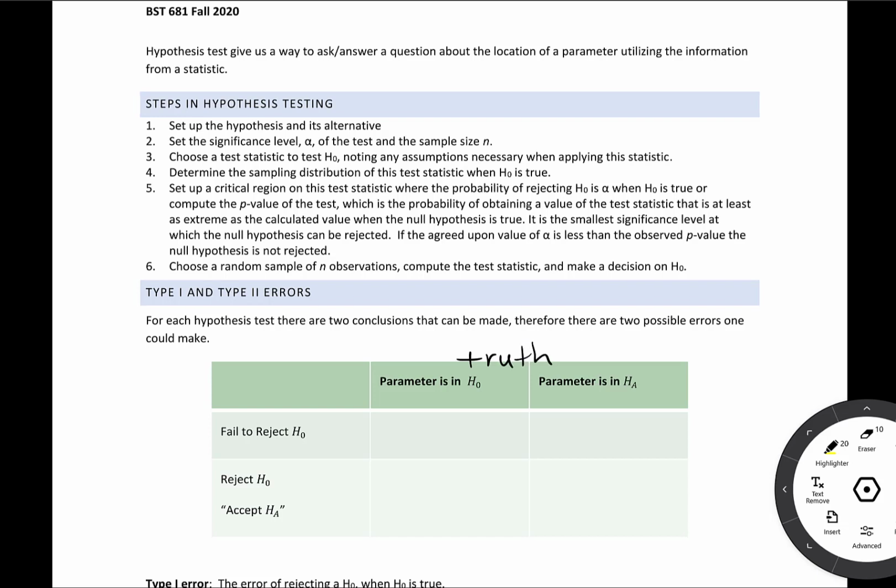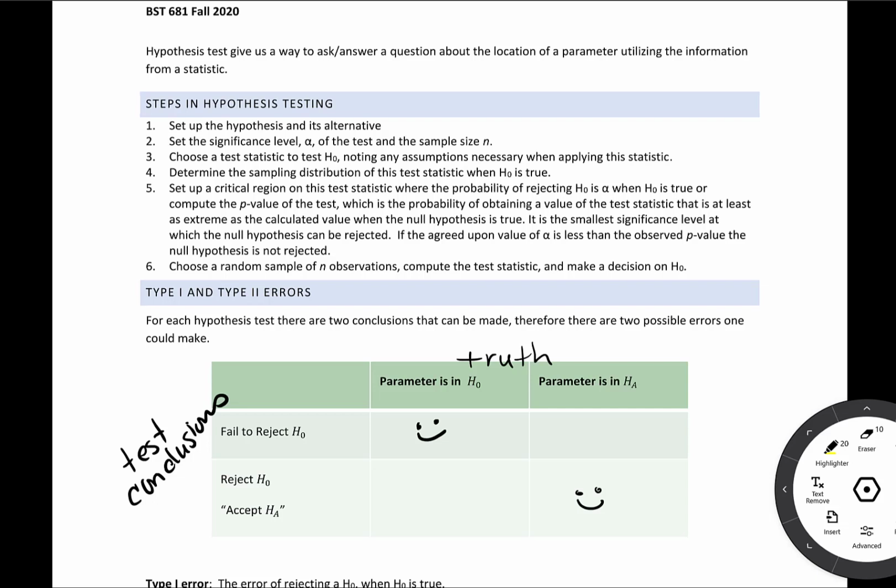Based on the information contained in the statistic, we're going to make a conclusion about the hypothesis, which tells us something about the parameter. We're either going to fail to reject the null or reject the null. So these are the test conclusions. And we hope one of two things happens. Either the parameter is really in the null hypothesis and we fail to reject it, so we get it right, or the parameter is in the alternative and we reject the null. In either scenario we're happy, the correct thing happened.